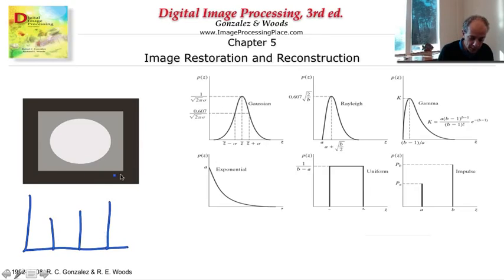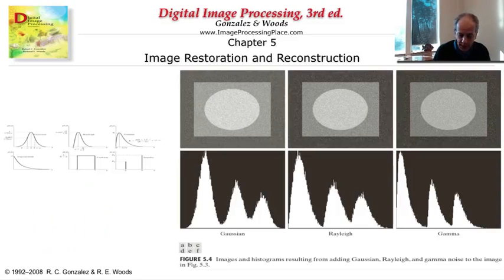One stands for the black region, one stands for the gray region, and one stands for this lighter region. And the height of this depends on the area of each one of the regions. So when we add noise with each one of these distributions, how is this histogram going to change? It's going to change from these 3 delta functions to something. Let's see what happens. So here we see 3 examples already.